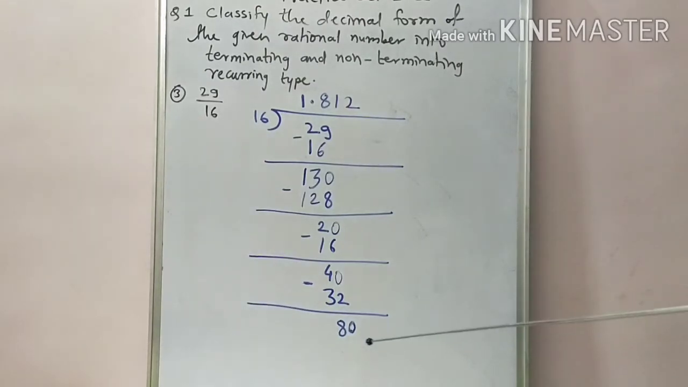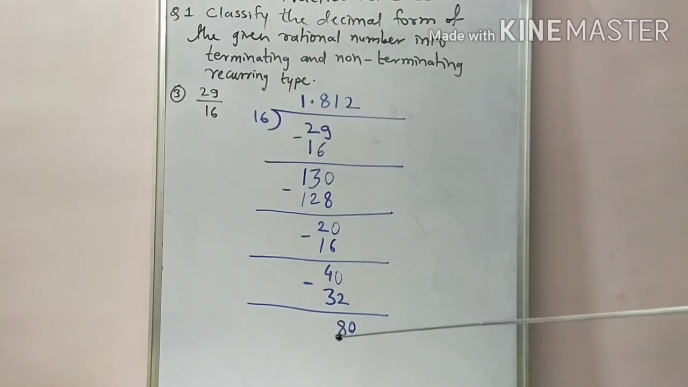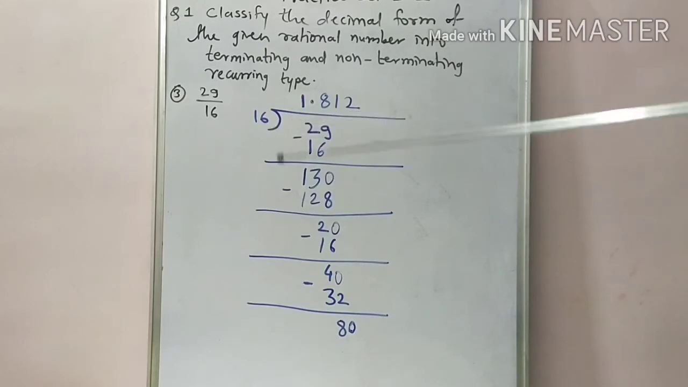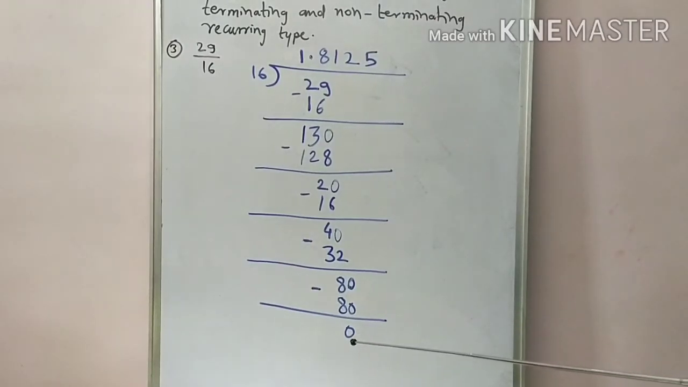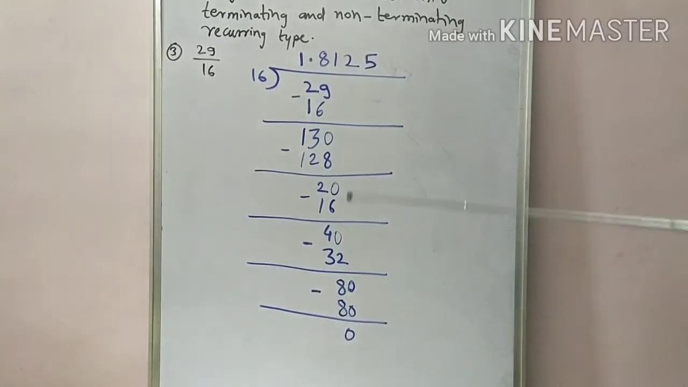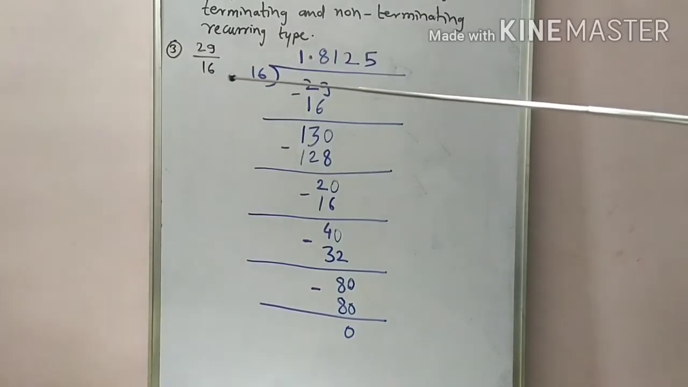So that number now becomes 80, and according to the table of 16, that 80 is perfectly divisible by 16. 16 5s are 80, and hence the remainder is now 0. And if the remainder is 0, we stop the division. And what does it mean? That the decimal form of 29 upon 16 is what?